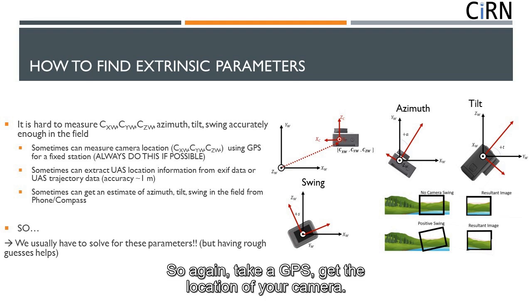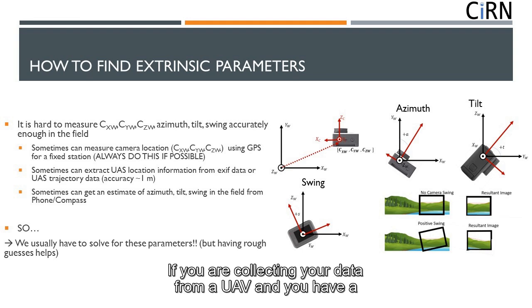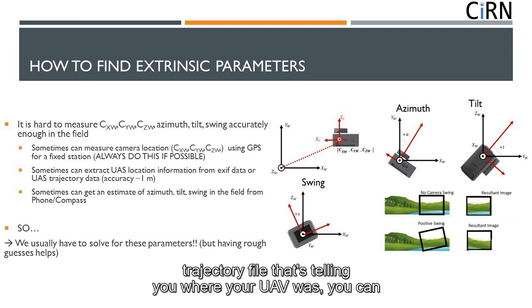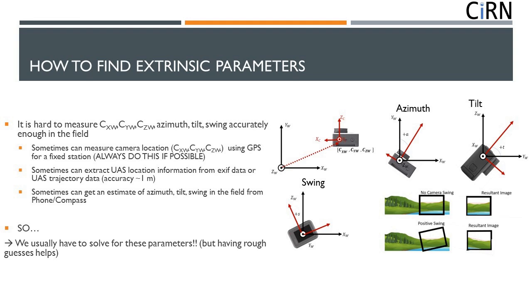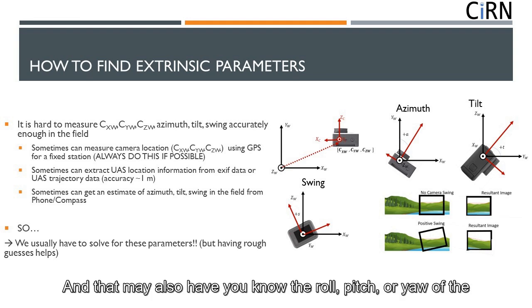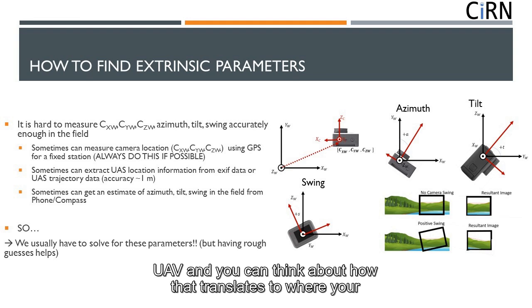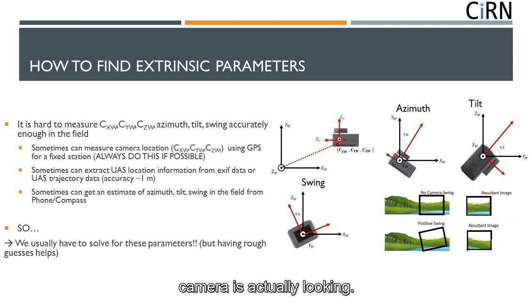So again, take a GPS, get the location of your camera. If you are collecting your data from a UAV and you have a trajectory file that's telling you where your UAV was, you can also go into those data and try to pull out a location of that UAV. And that may also have the roll, pitch, or yaw of the UAV, and you can think about how that translates to where your camera is actually looking.